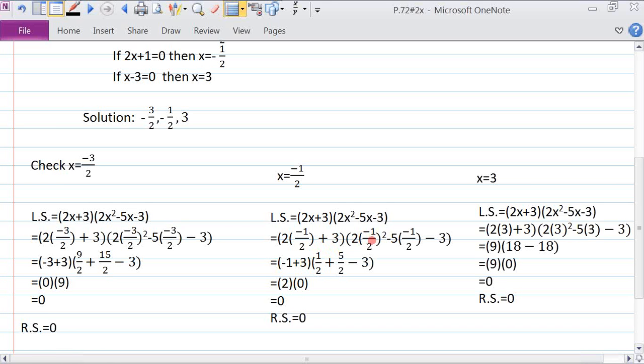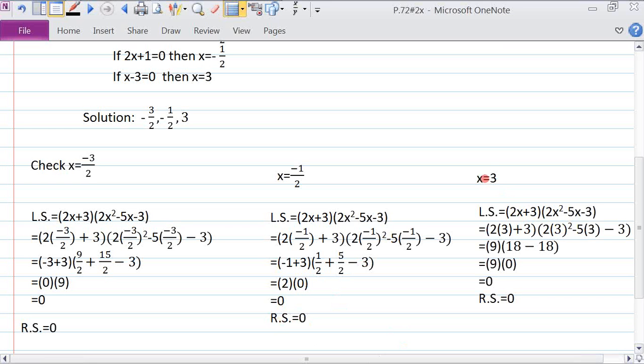2 times minus a half squared. Minus a half times minus a half is a quarter. 2 times a quarter is a half. So that gives me a half. Minus 5 times minus 1/2 gives me plus 5 halves, minus 3. So this part, minus 1 plus 3 gives me 2. A half plus 5 halves gives me 6 halves, which is 3. 3 minus 3 is 0. So this is 0. And the right side is 0.